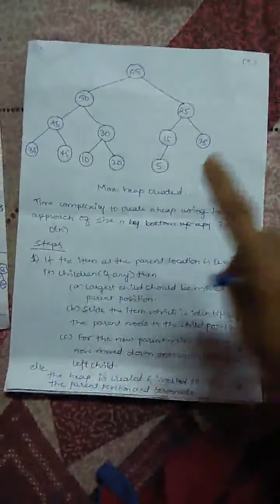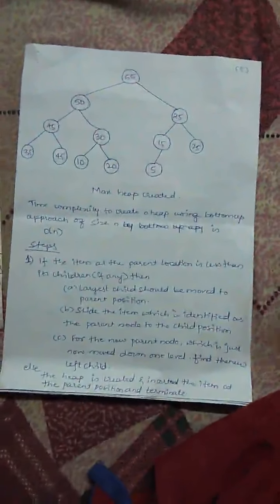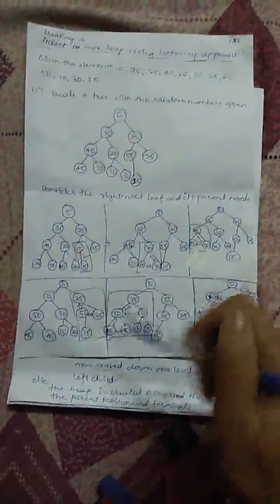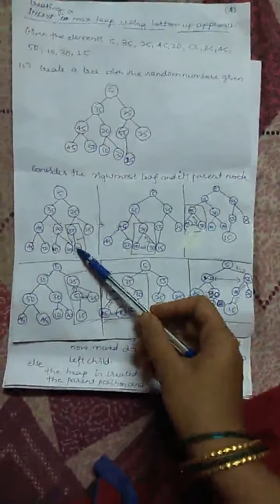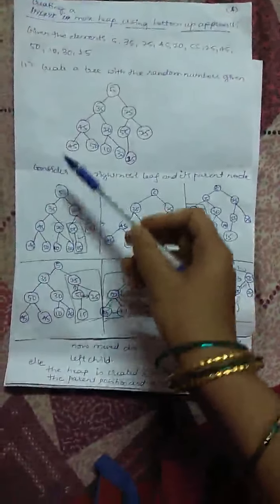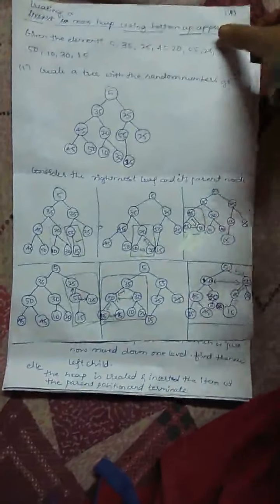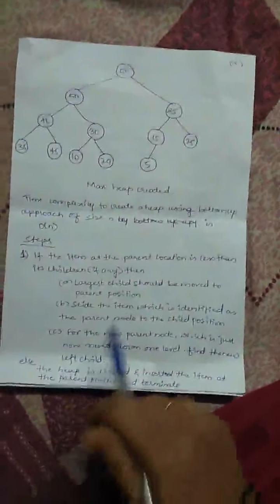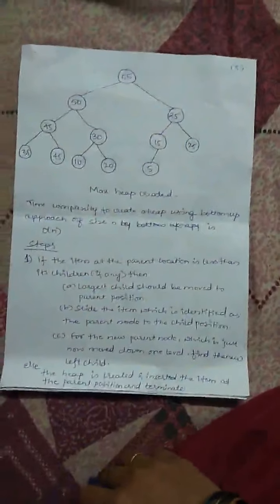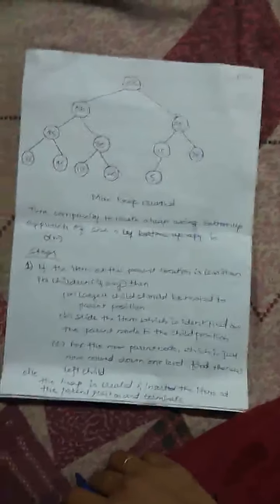Now we have created a maximum heap by bottom up approach. Why are we calling this bottom up approach? Because see here, first randomly we have created a tree, then from bottom we are going to sort it. So that is why it is called a bottom up approach. Hope all of you have understood this one. If you have any doubts, please ask me once again.